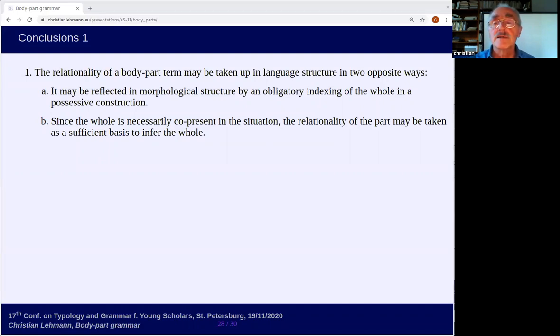And B, since the whole is necessarily co-present in the situation, the relationality of the part may be taken as a sufficient basis to infer the whole. You see, this is interesting because these two consequences are practically opposite.